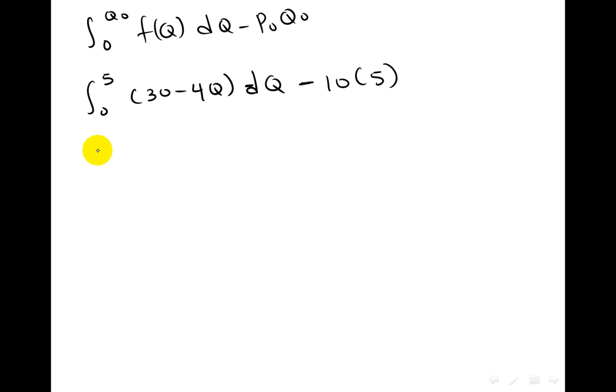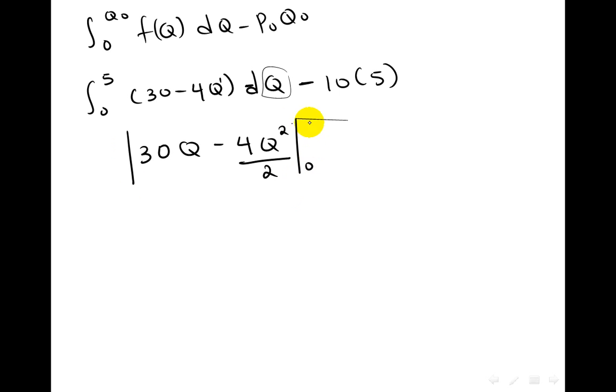Here we can start by integrating 30. The integration is with respect to q. Before this we were working with dx, but since it's dq, you'll add a q, minus 4q, which has q to the power of 1, so it will be q squared divided by the new power, which is 2. The integration is from 0 to 5, minus here you have 10 times 5, which is 50. As I told you, don't integrate this number because you don't have a dq here. The integration is only for this part.